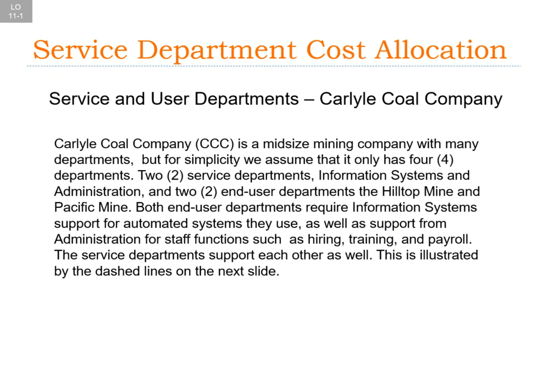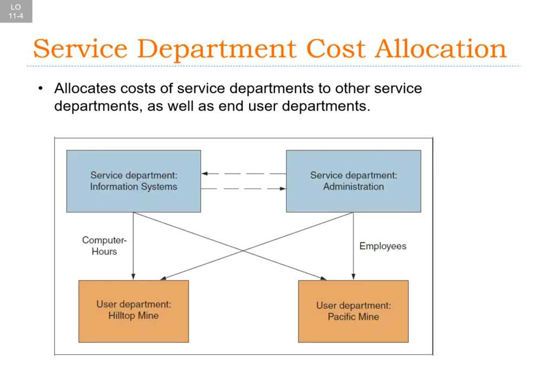Both end-user departments require information systems support for their automated systems, as well as support from admin for staff functions such as hiring, training, and payroll. The service departments support each other as well. This will be illustrated by the dashed lines on the next slide. We can see that the admin department provides support to information systems, and information systems provide support to admin. They also provide support to the end-user departments, and this is illustrated by the solid lines.